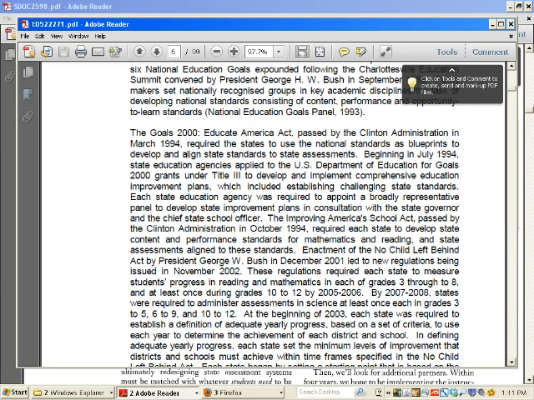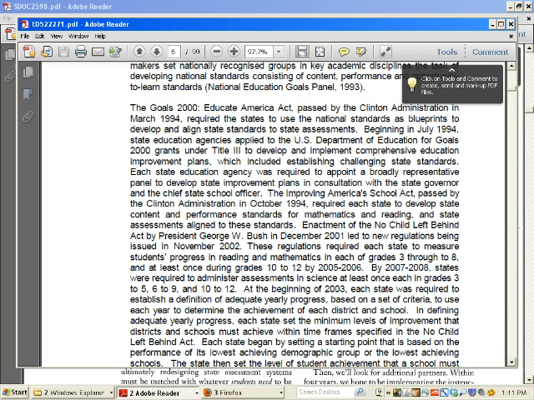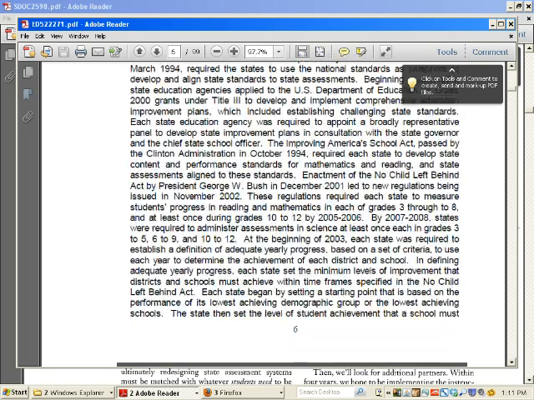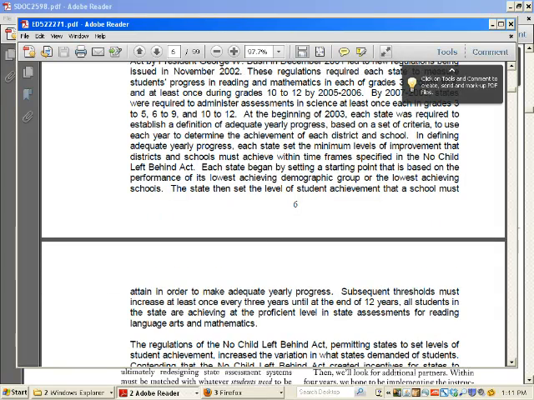At the beginning of 2003, each state was required to establish a definition of adequate yearly progress based on a set of criteria to use each year to determine the achievement of each district and school. In defining AYP, states set the minimum levels of improvement that districts and schools must achieve. Each state began by setting a starting point, based on the performance of the lowest achieving demographic group. We all know about this. This is No Child Left Behind.